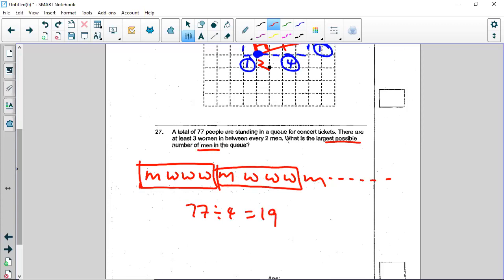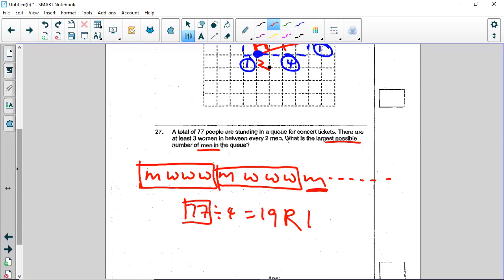And if there's a calculator, you don't care about the decimal. If you can use a calculator, don't care about the decimal, take out the whole number, find the remainder. 19 times 4 is 76. Then 77 minus 76, you get remainder 1, which is your man.